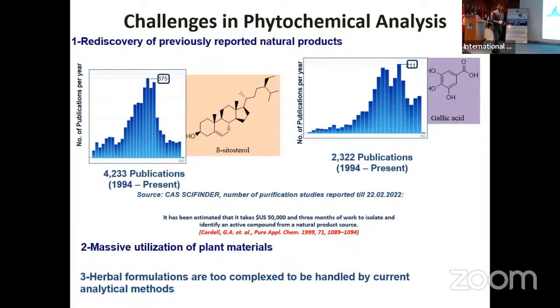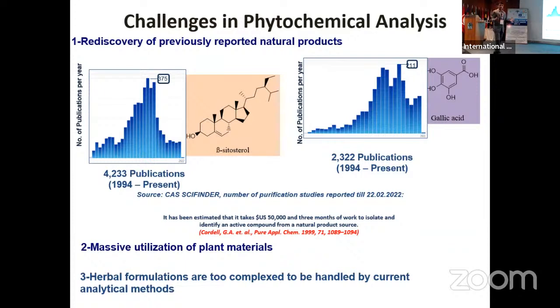Another important issue is the massive utilization of raw material. If you are going to characterize a compound from the plant side, it needs to be, unfortunately, in tons and tons, because the natural abundance of the compound is quite low. So that actually utilizes massive plant material. So how can we restrict such unnecessary utilization of plant material?